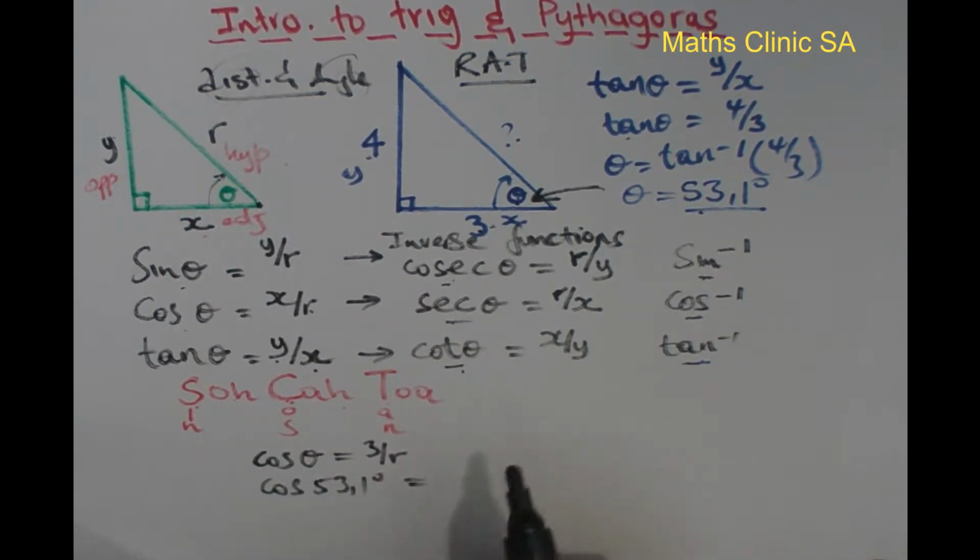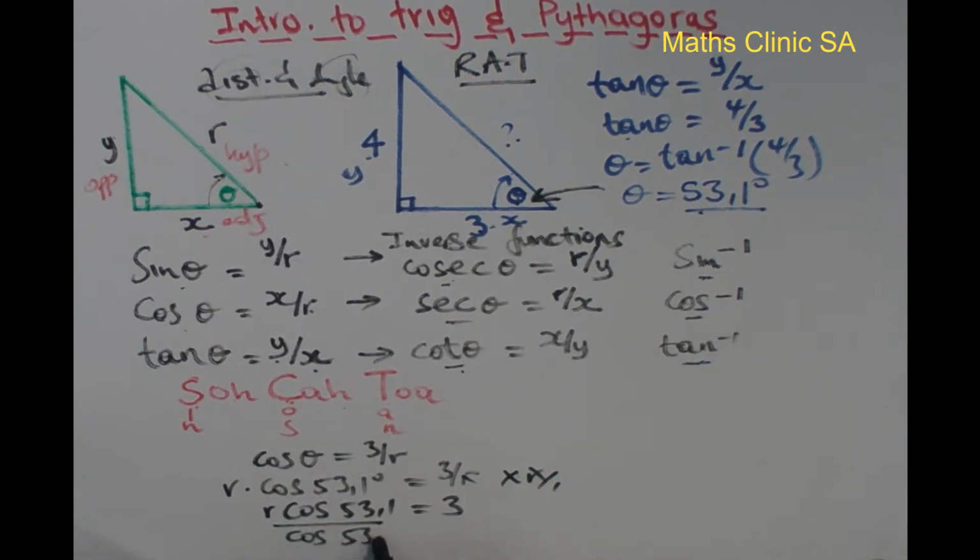53.1 degrees equals 3 over r. Alright, so 3 over r. Okay, so we multiply by r because r is the LCD, so it's going to be r cos of 53.1 equals 3. We multiply throughout by the LCD, where r and r cancel, r over 1. Alright, then we divide both sides by cos of 53.1, because we want r there; the cos cancels on that side, so we finish off there.